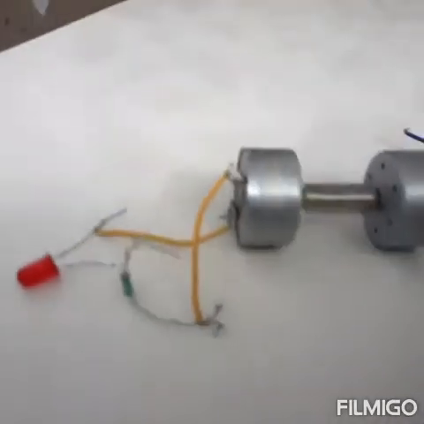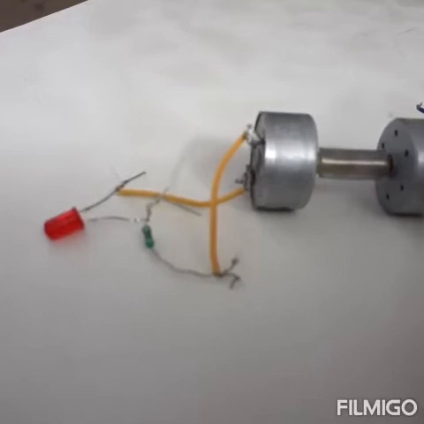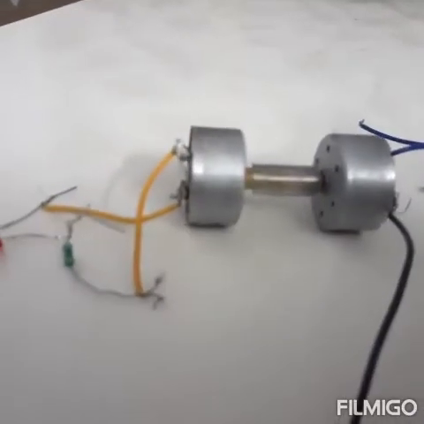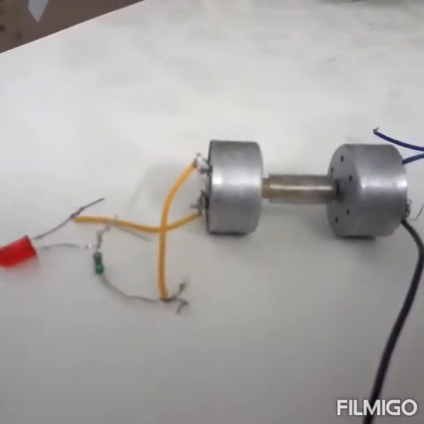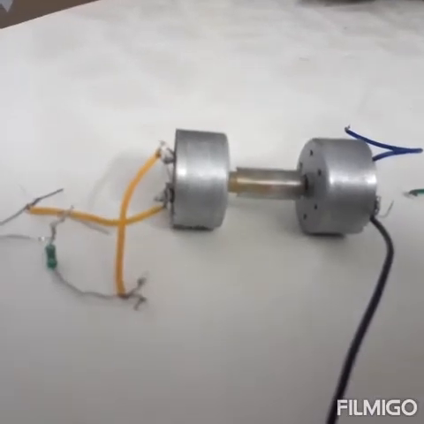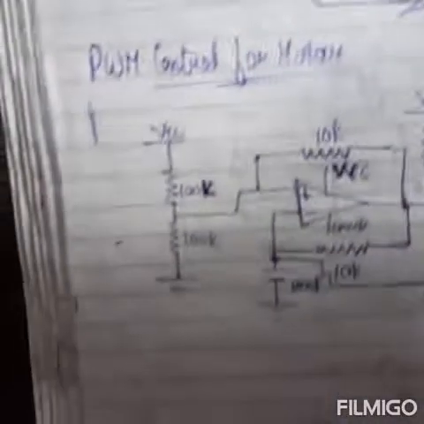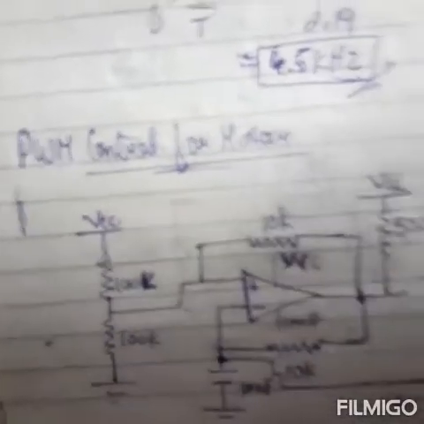Voltage is produced when a coil cuts through a magnetic field at 90 degrees. When a coil cuts a magnetic field at 90 degrees, then and only then is the voltage generated. So we will talk about the circuit now. And this circuit is basically a different one: PWM control of a motor with a generator.